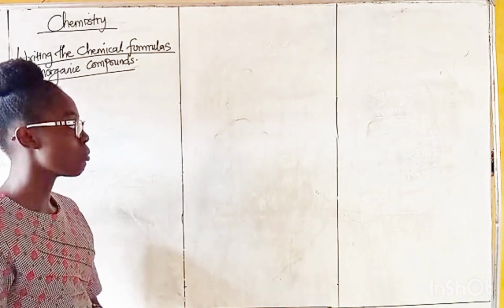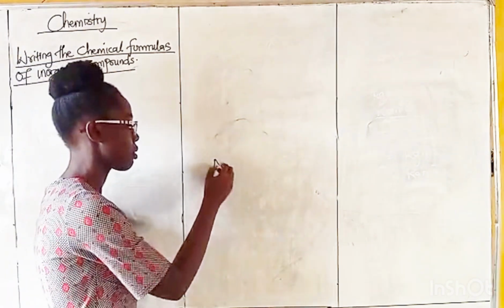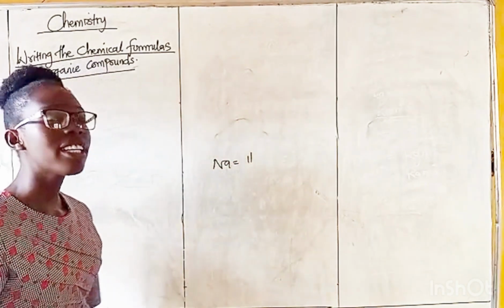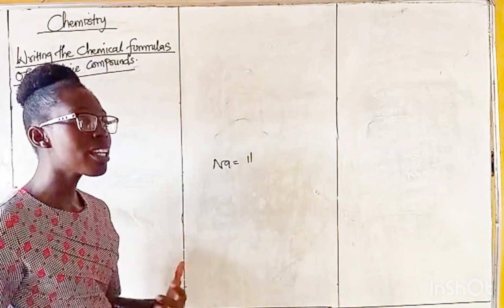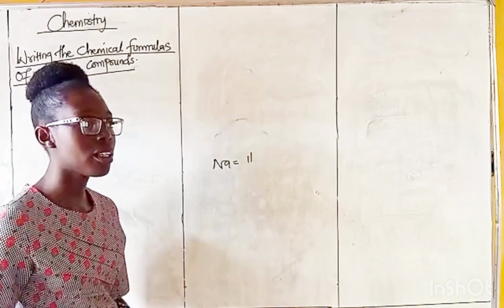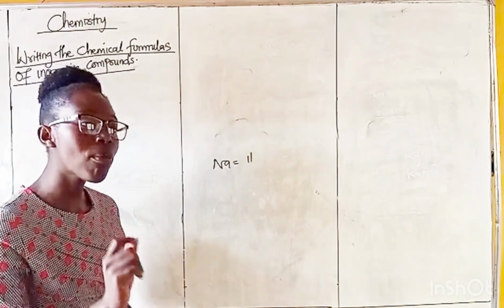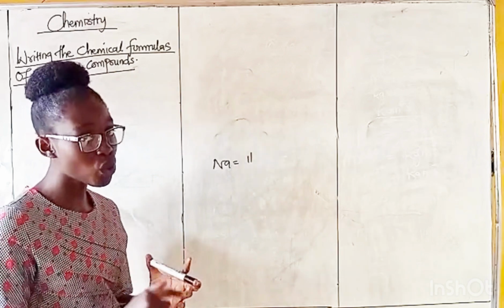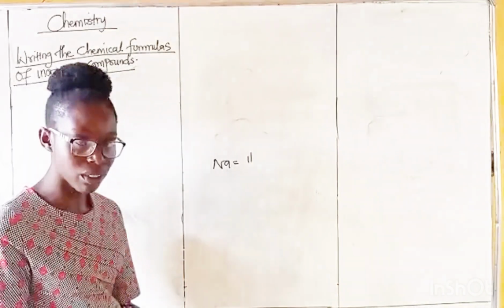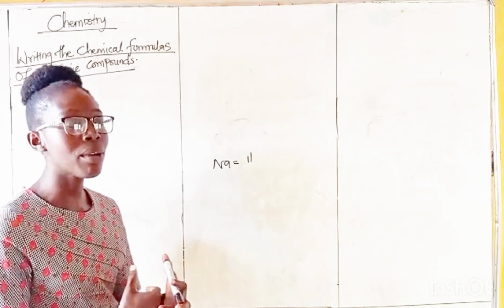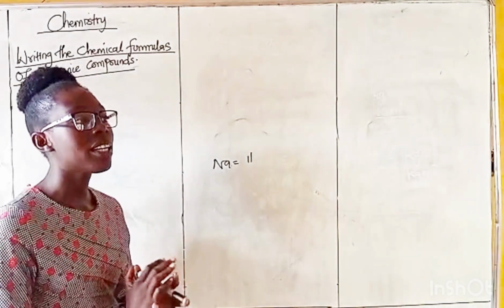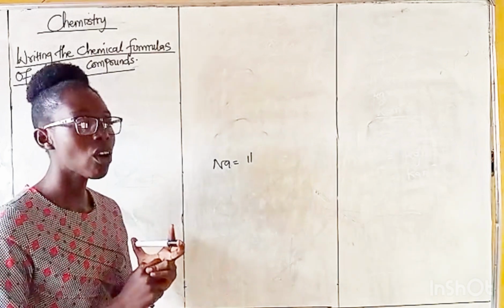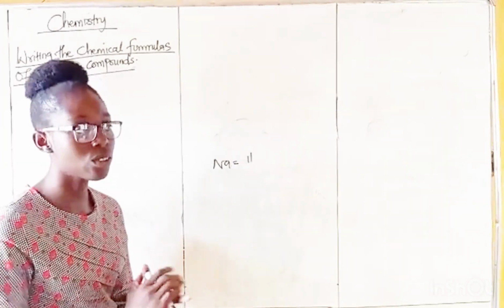Let's look at sodium as an example. Sodium is an element and it has 11 electrons. The easiest way of knowing the valency of elements is actually to know the number of electrons that particular element needs to lose or gain to attain stability. You know, when elements react, they either attain stability by losing electrons or gaining electrons.